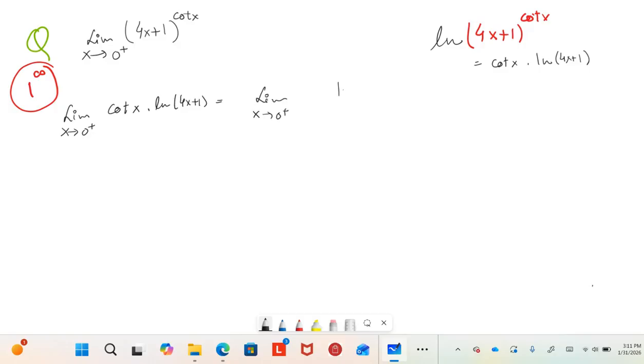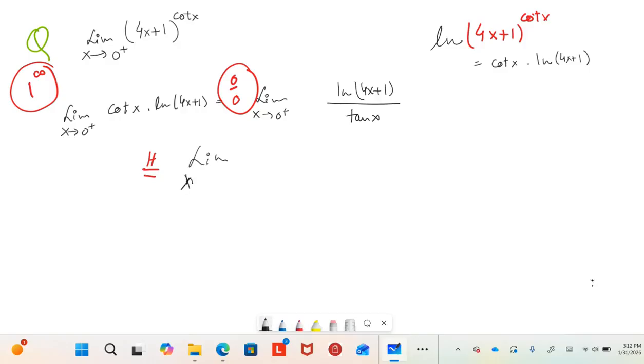I can write cotangent in the denominator, because cotangent is the reciprocal of tangent. Let's try to put in 0. What happens? Log of 0 plus 1, log 1 is 0, divided by tangent 0 is 0. So when I plug in 0, it just becomes a 0 by 0 indeterminate form. So I can apply L'Hopital's rule. Let's do that.